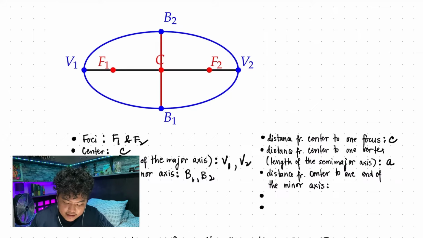And the distance from the center to one endpoint of the minor axis, the letter used is B. I forgot to write it, let me write it in here. This is the minor axis, and half of it is the semi-minor axis. You can also call it the length of the semi-minor axis.